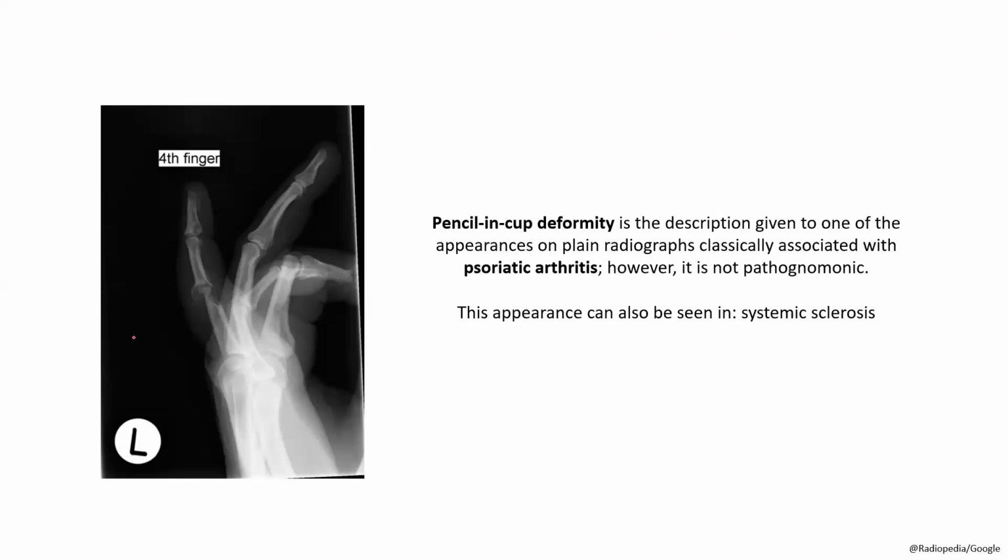What is happening in this radiograph of finger? Well, this is pencil and cup deformity, which is generally described in psoriatic arthritis. So here we can see there is central erosion of a phalanx, and another phalanx which is forming a joint with this is giving basically a pencil and cup deformity. So this is generally described in psoriatic arthritis, but it can also be seen in systemic sclerosis.